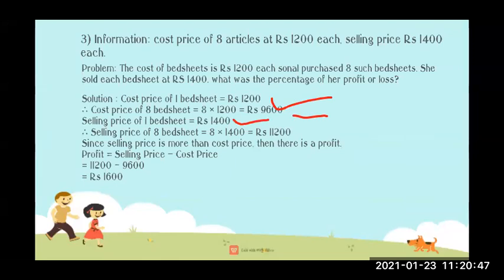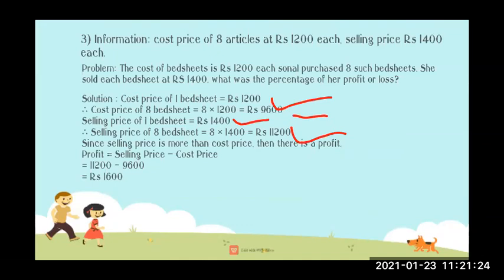Now the selling price of one bed sheet is rupees 1400. So the selling price of 8 bed sheets would be 1400 multiplied by 8. Now as we multiply 1400 by 8, we are getting the answer as 11,200. See here, the cost price of 8 bed sheets was 9,600. The selling price of 8 bed sheets was 11,200. So here we are getting a profit. So we have to write the statement of profit, that is, the selling price is more than the cost price. So there is a profit.